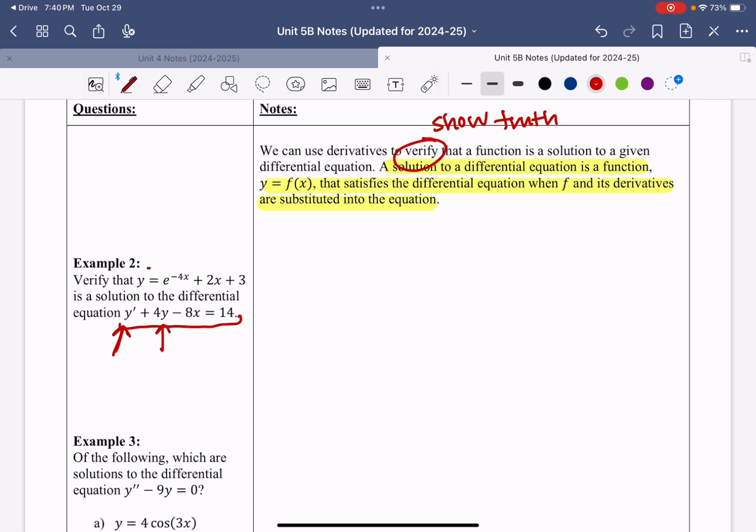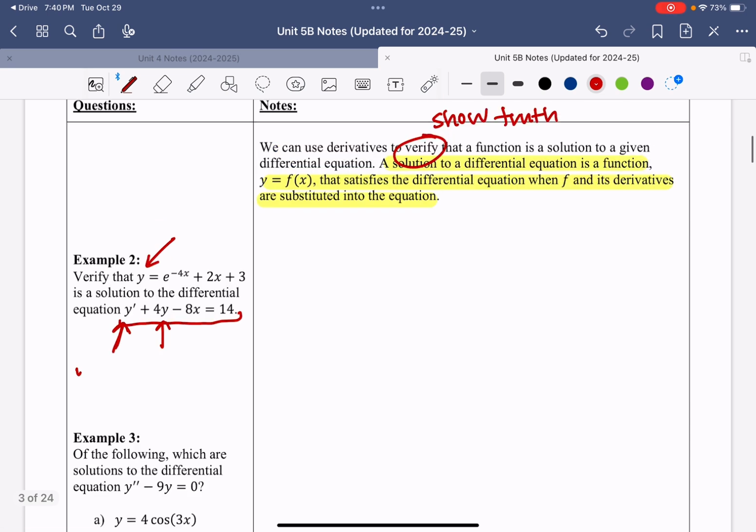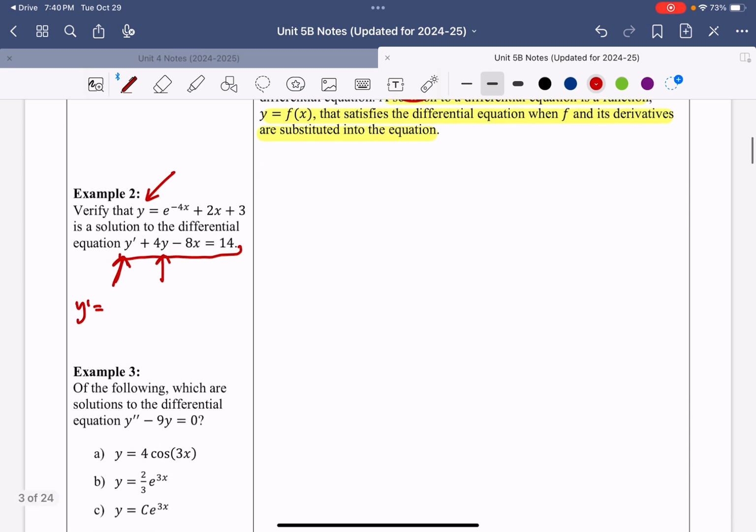So I have what y is, but I'm also going to need to find y prime. Finding y prime is really just taking the derivative of this. So y prime will be equal to, okay, taking the derivative of e to the 4x, that's going to be the chain rule.